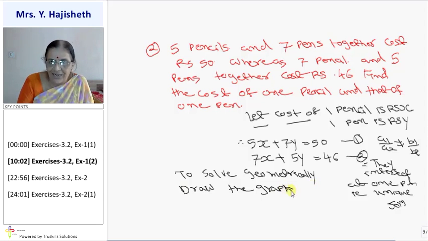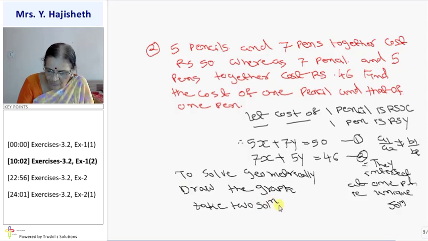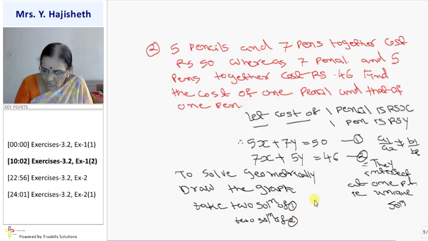In order to draw the graph, we have to take minimum 2 values, 2 solutions of equation 1 and 2 solutions of equation 2. Clear? For 2 solutions of equation 1, I should take x and y. When x is 0, then y is 50 by 7, and when y is 0, then x is 10.